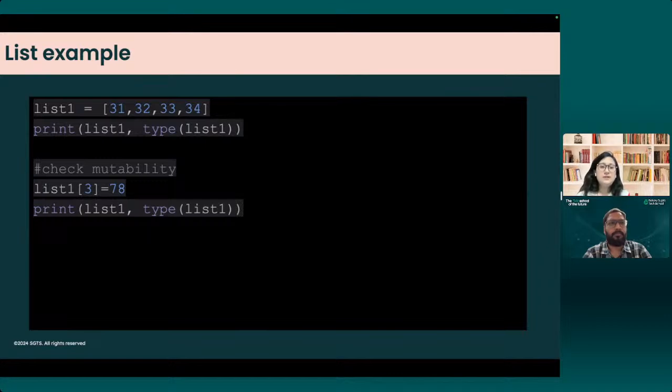Then check the mutability. That means I want to check if I'm going to replace an element that is there on the index, any index. So you should know that there is an index value for the list. We have got 31 at the 0 index value, 32 at the 1 index value, 33 at the 2 index value, and 34 at the third index value. So at the third index, I want the number 78 to be displayed, and it is going to give me the 78 on the third index number, and I'll show you this part. So let's go.